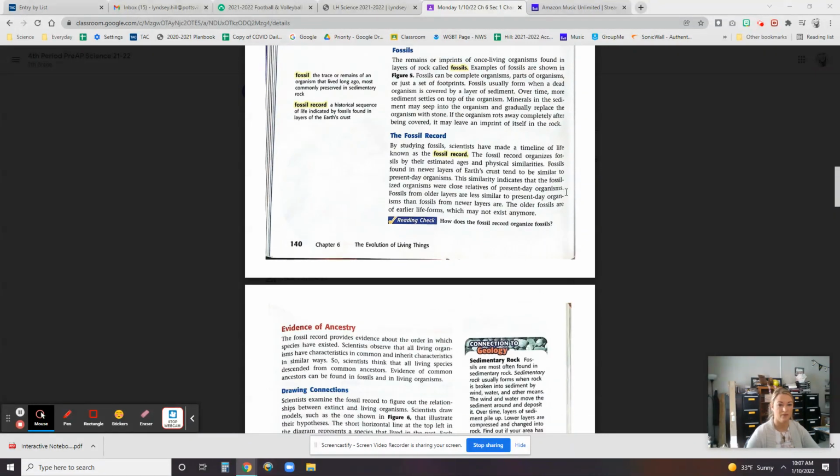The fossil record. By studying fossils, scientists have made a timeline of life known as the fossil record. The fossil record organizes fossils by their estimated ages and physical similarities. Fossils found in newer layers of Earth's crust tend to be similar to present-day organisms. This similarity indicates that the fossilized organisms were close relatives of present-day organisms. Fossils from older layers are less similar to present-day organisms than fossils from newer layers are. The older fossils are earlier life forms which may not exist anymore.